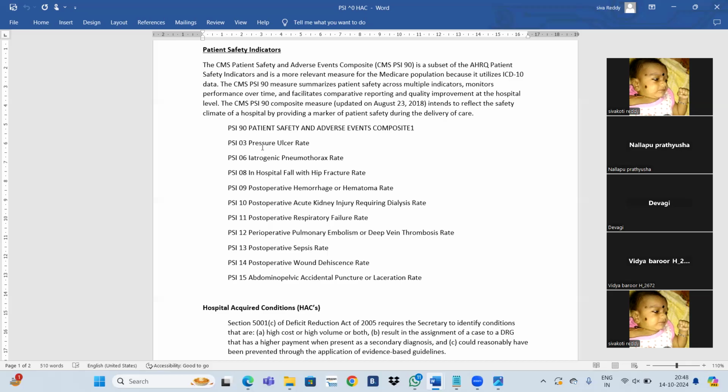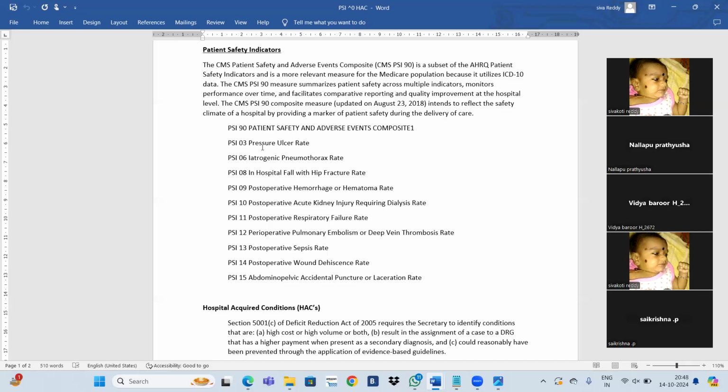If the hospital's pressure ulcer stage is increasing, it means they are not treating properly, no? They are not focusing on pressure ulcers, right? Okay. So, pressure ulcer rate. Then patient safety and adverse effect. Adverse event composite. Adverse effect means side effects. Simple thing.